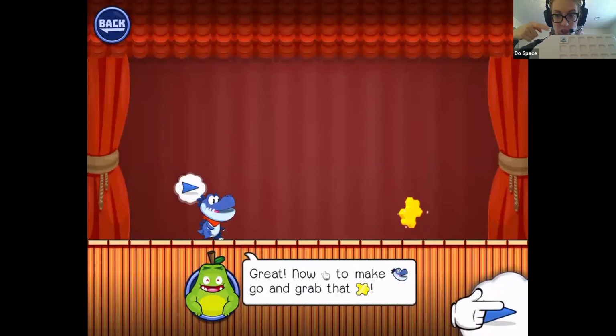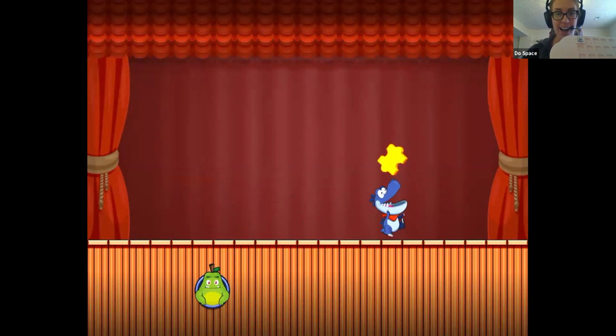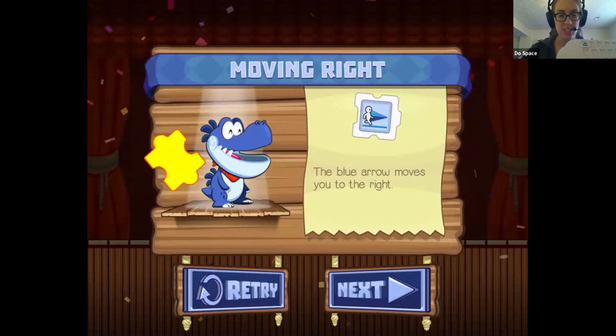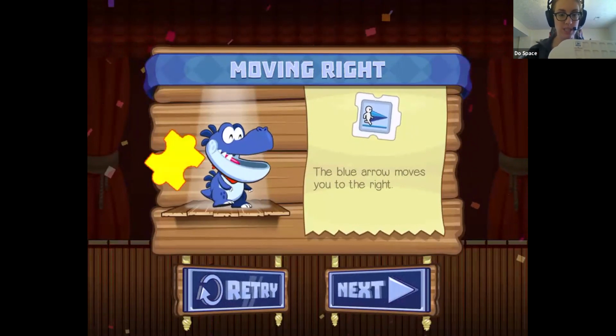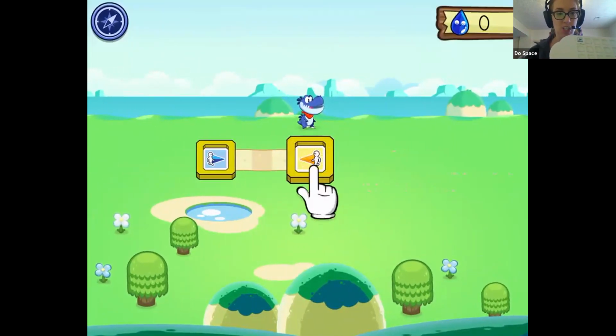So if I put the right tile on, then my screen changes. So now if I touch in the corner, look at that! I moved to the right. So let's try one more. Let's see what we need to do next. I was touching my computer instead of my tablet. Let's see what we learned to do next.